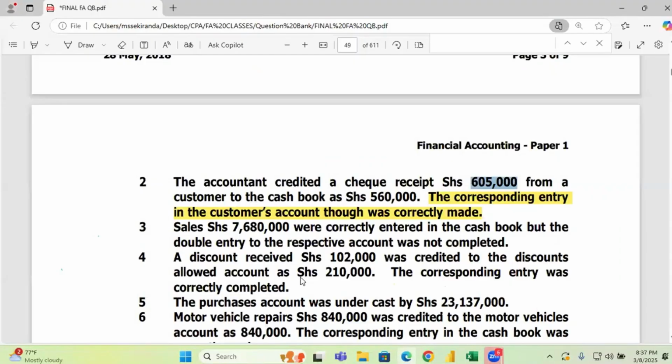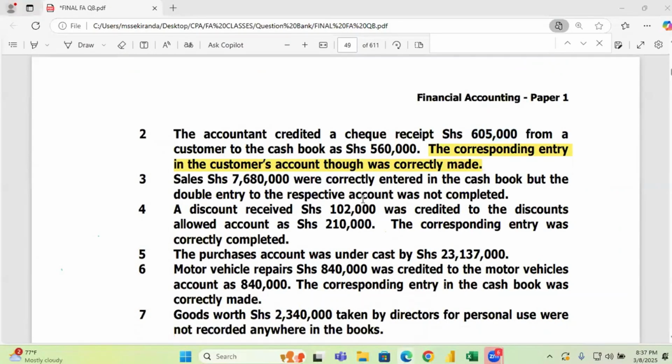Note number 3. The sales were correctly entered in the cash book, but the double entry to the corresponding account was not completed. The sales were correctly entered in the cash book, but the corresponding entry, the double entry, was not completed.